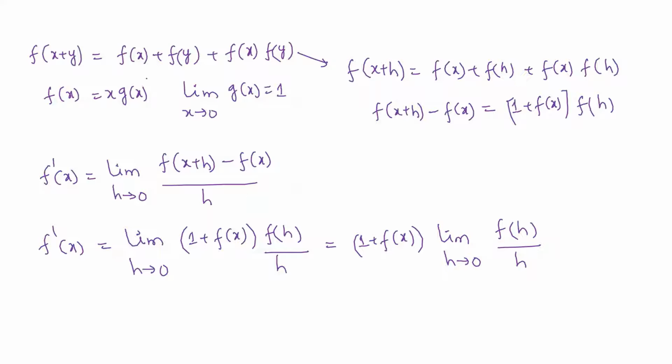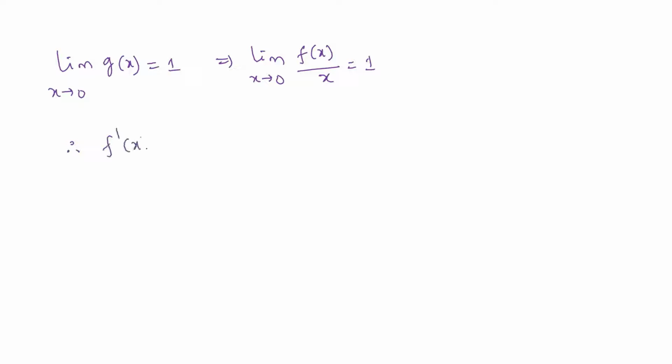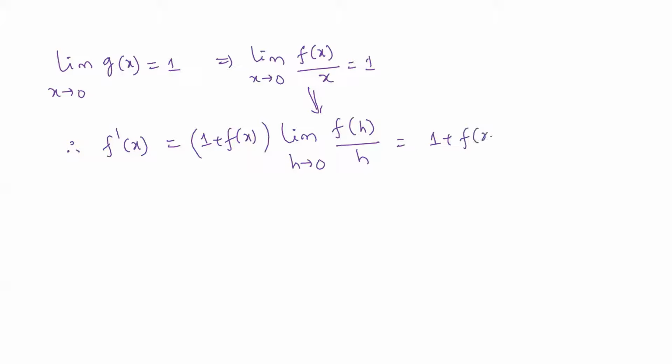Okay. But for that we are going to use the given relation, f(x) = x g(x), and limit x tends to 0, g(x) equal to 1. So let's use that one. They have said limit x tends to 0, g(x) is going to be equal to 1, right? And again, this g(x) can be written as f(x)/x according to the question, so limit x tends to 0, f(x)/x will be equal to 1. So using this, we can directly tell f'(x) is going to be equal to 1 + f(x) into this limit h tends to 0, f(h)/h, whatever we have here, that is exactly the same as this one, right? Which can be taken as 1. So this is going to come as 1 + f(x), right?